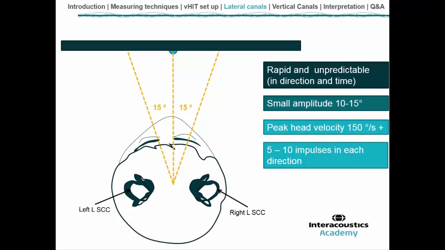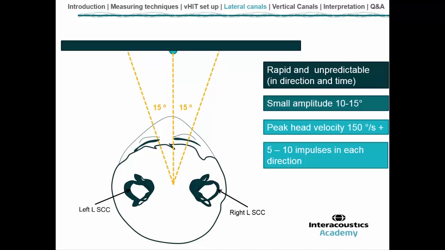And I have 4 tips for you in order to make sure that you're getting the best possible results you can. So before we look at the technique, what I want to do is to give you the 4 tips. The first thing is that you need to make sure that the impulses are rapid and unpredictable, both in direction and in time. The other thing that you need to do is make sure that they're small in amplitude.